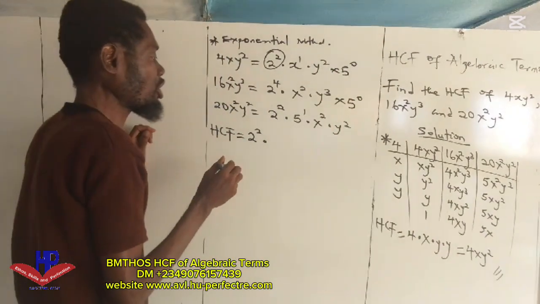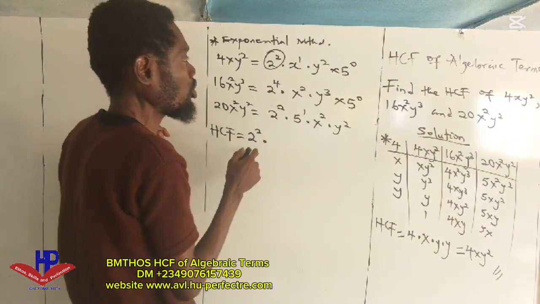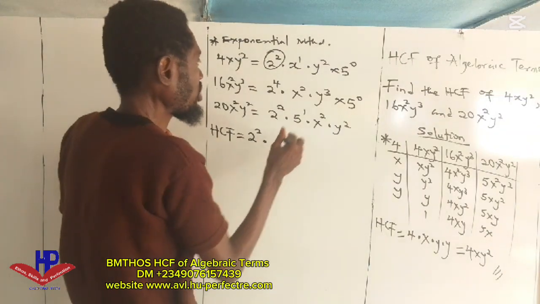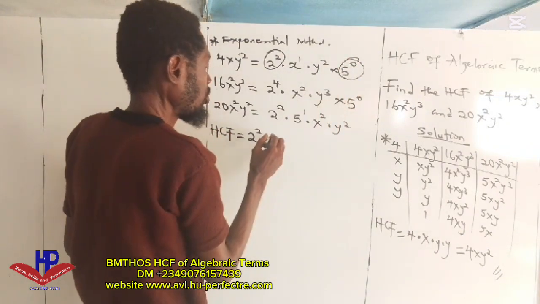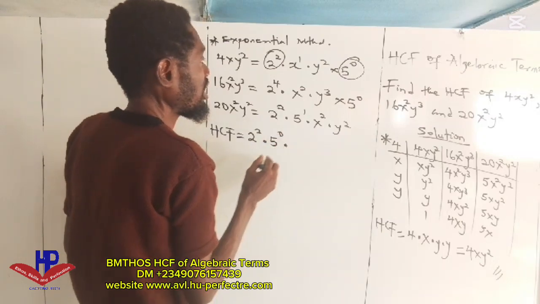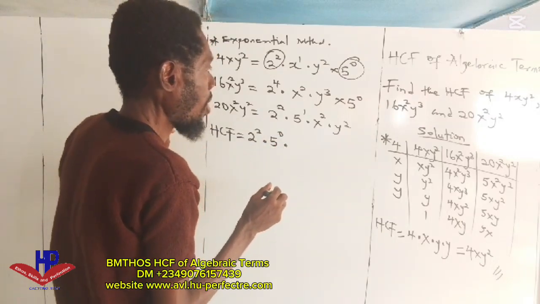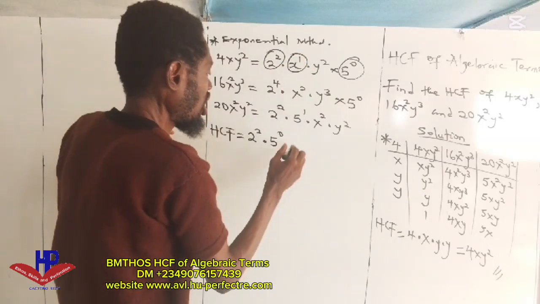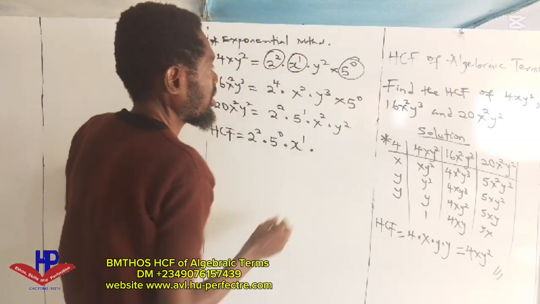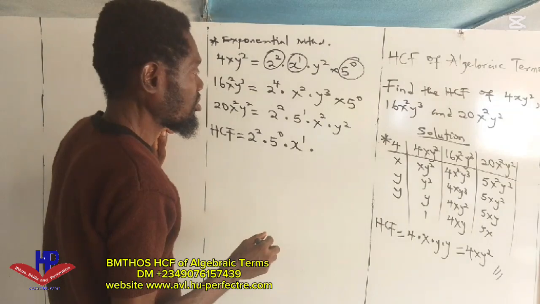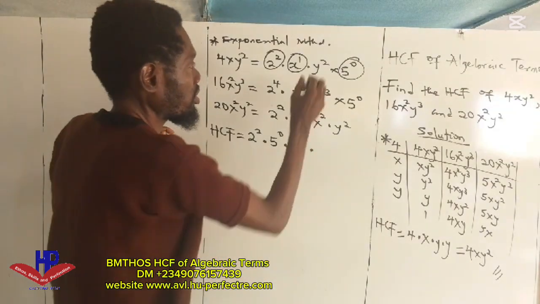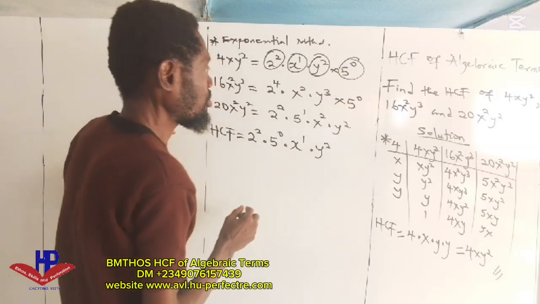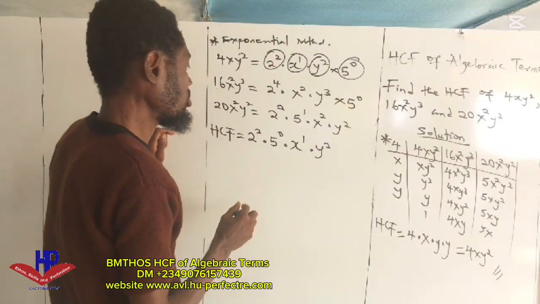So, in the families of 2, we have here 2 to power 2. In the families of 5, this is the one with the lowest power, so I'll put a 5 to power 0. In the families of x, this is the one with the lowest power. I'll put x to power 1. In the families of y, this is the one with the lowest power. I'll put y to power 2. So we are done with that.